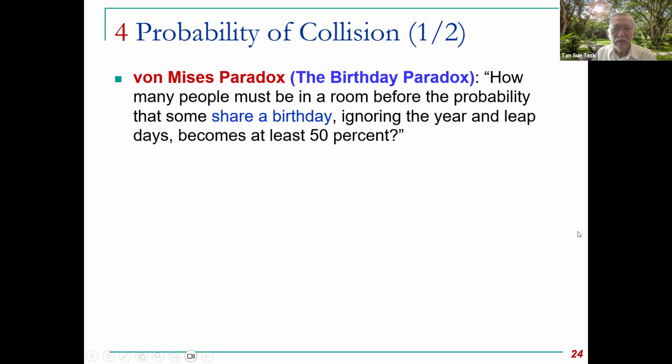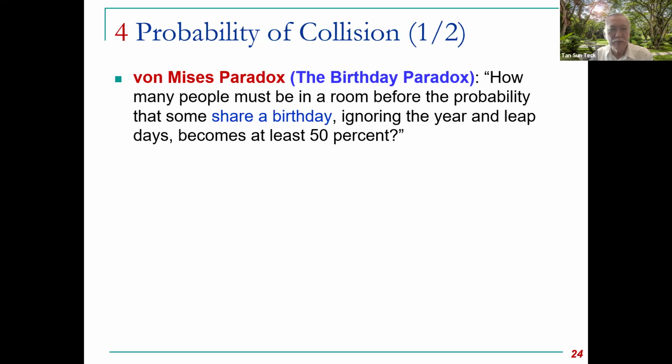So what they say is, how many people must be in the room before the probability of some sharing the same birthday, ignoring the year and leap years or leap days and so on, will become 50%? Meaning that if you ask a group of people to tell us their birthday, what is the probability that two of them or some of them will share the same birthday, and this probability will become at least 50%.